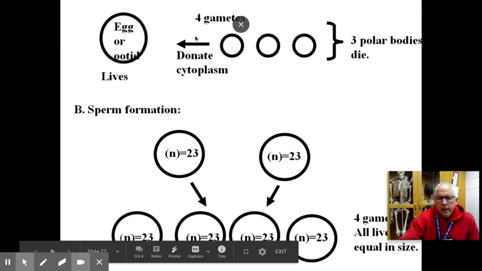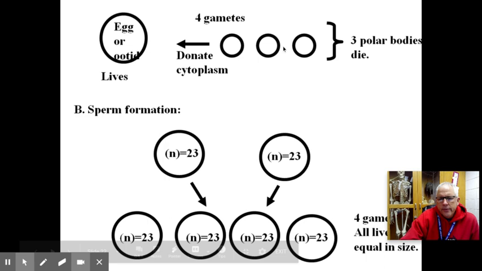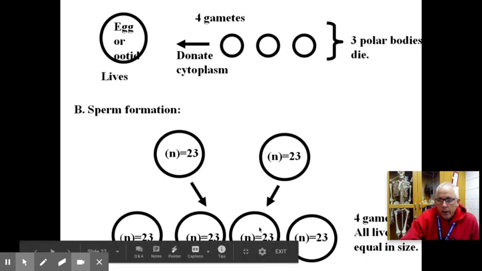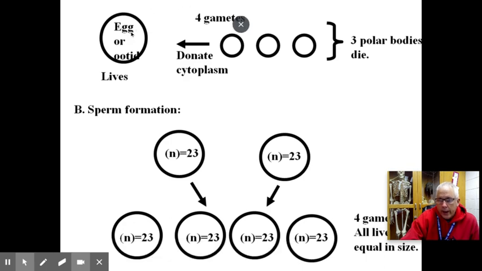Okay. Now, the other thing that's interesting here is these three die. So think about this. We never think about this enough, I don't feel like. But we are very fortunate that we exist because we were the one egg that lived and we weren't one of these polar bodies, right? And we were one of these astronomical number of sperm that were able to fertilize that one egg. So really our existence is pretty impressive when you look at it that way.